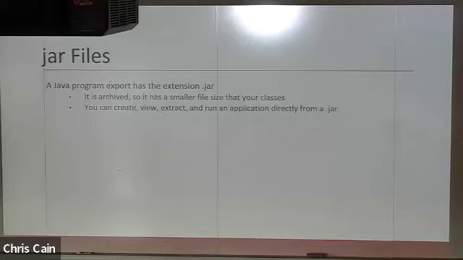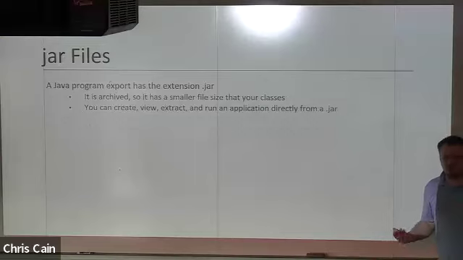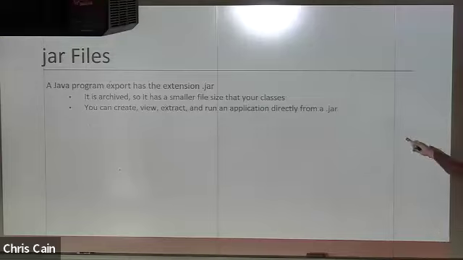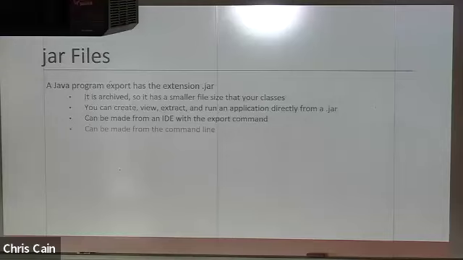So oftentimes when you're done writing code, you will export as a jar and upload either the .class if it's the actual source, or the .jar. It's kind of like an executable in Windows where you can actually directly run the application from it. You can make these from an IDE with the export command. So if you do file export, that'll allow you to create the jar file. It can also be made from the command line, if you're operating things from the command line and not necessarily from an IDE.